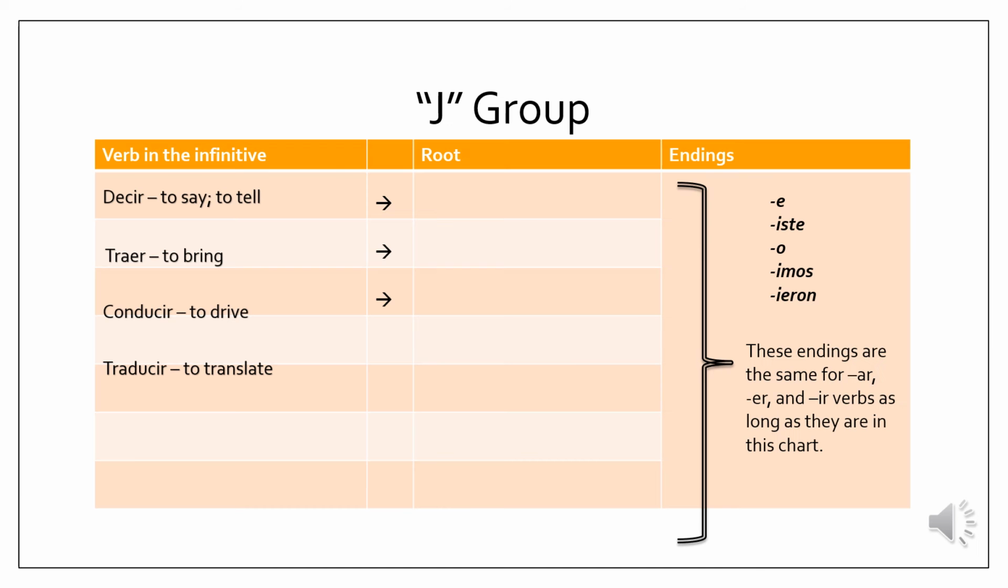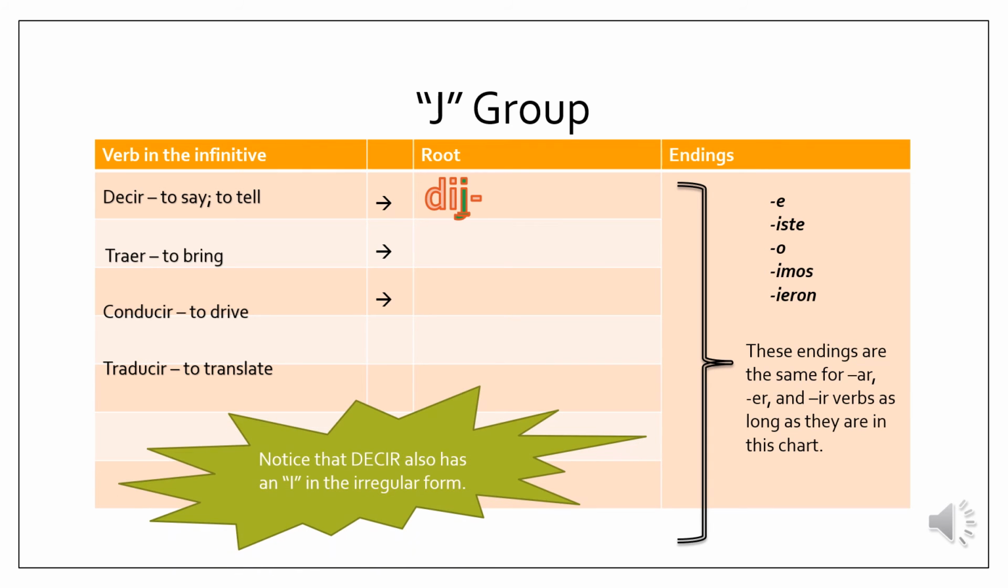So our last group of preterite irregulars are our J group, and this group does a couple of funny things besides just having the J. Our 4 major verbs in this group are decir, traer, conducir, and traducir. So let's start with decir. This is another one that will have an irregular within an irregular. We're going to have a J, but we're also going to change the E to an I. So our root of decir in the preterite is dij, dich.